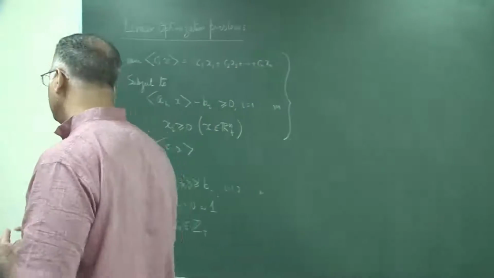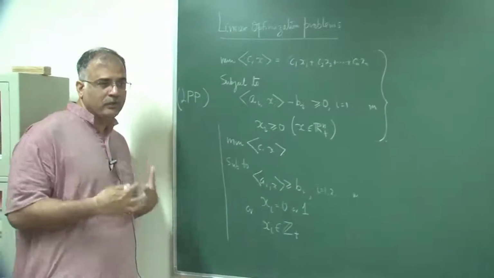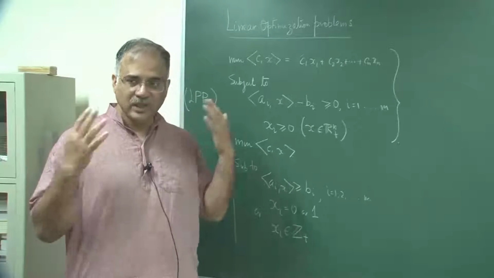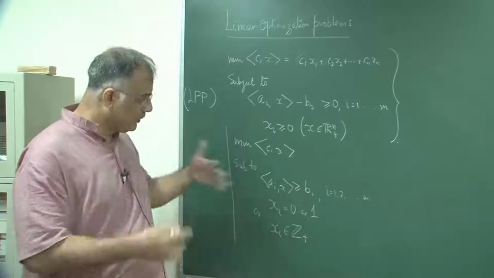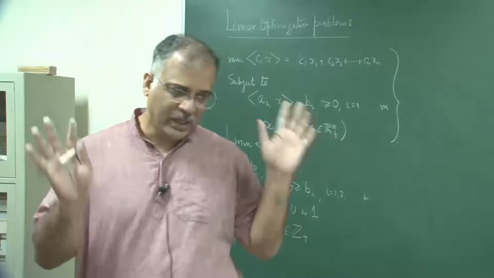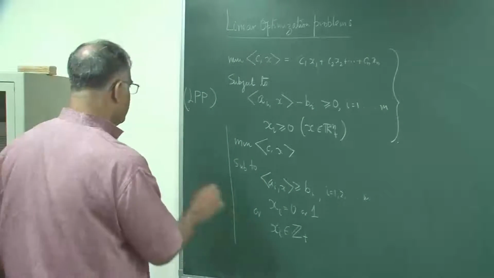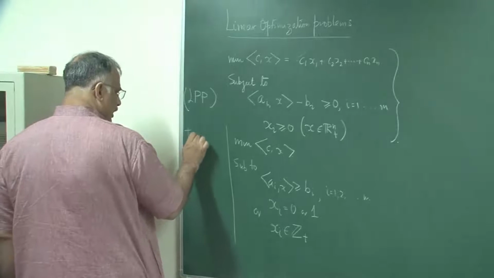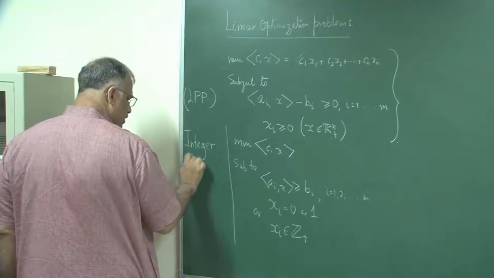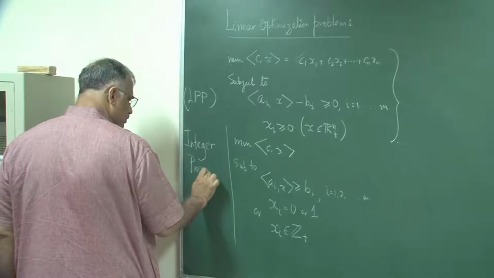Why are convex optimization problems important? Because for a convex optimization problem, every local minimizer is a global minimizer, and we are searching for the global minimizer. But for non-convex problems, local minimizers need not be global minimizers, and that is the major issue. So instead of writing integer linear programming problem, this is what we will call integer programming problems.